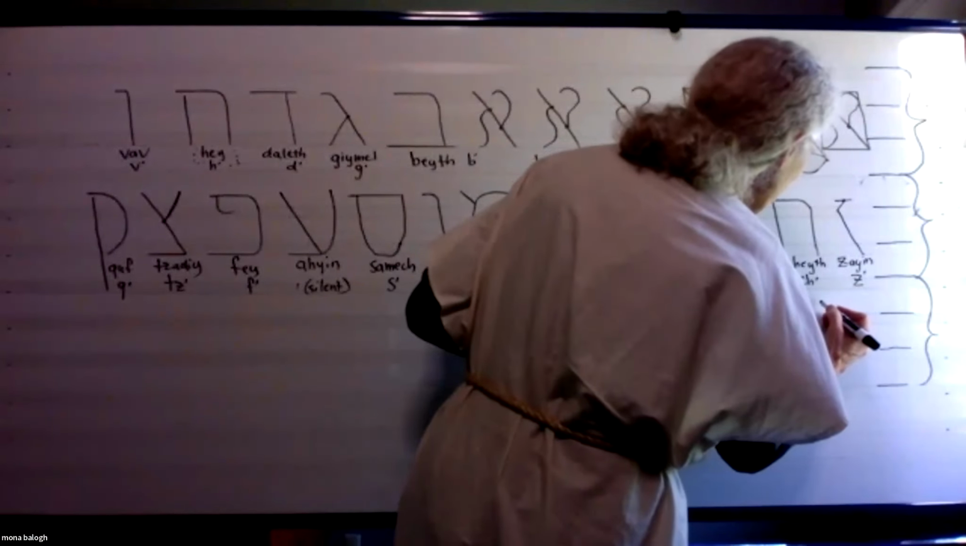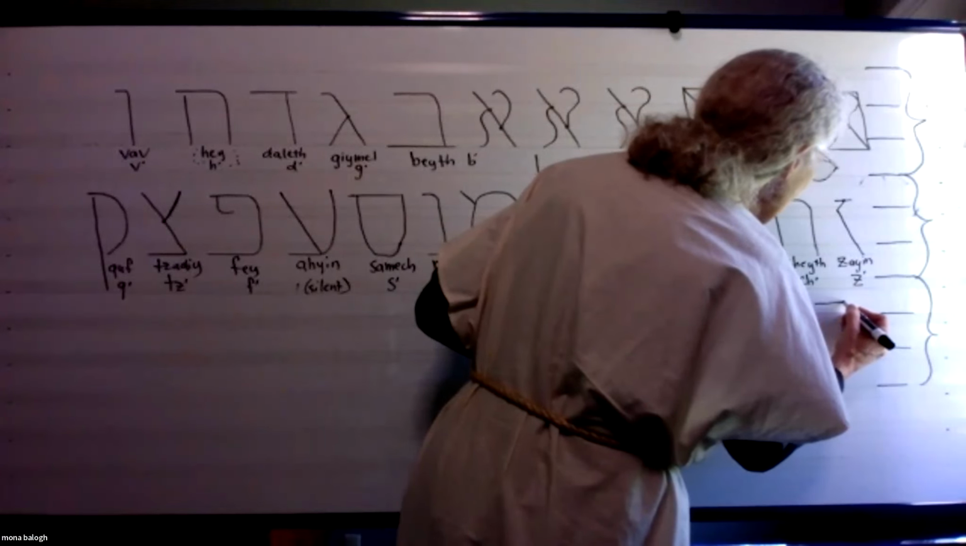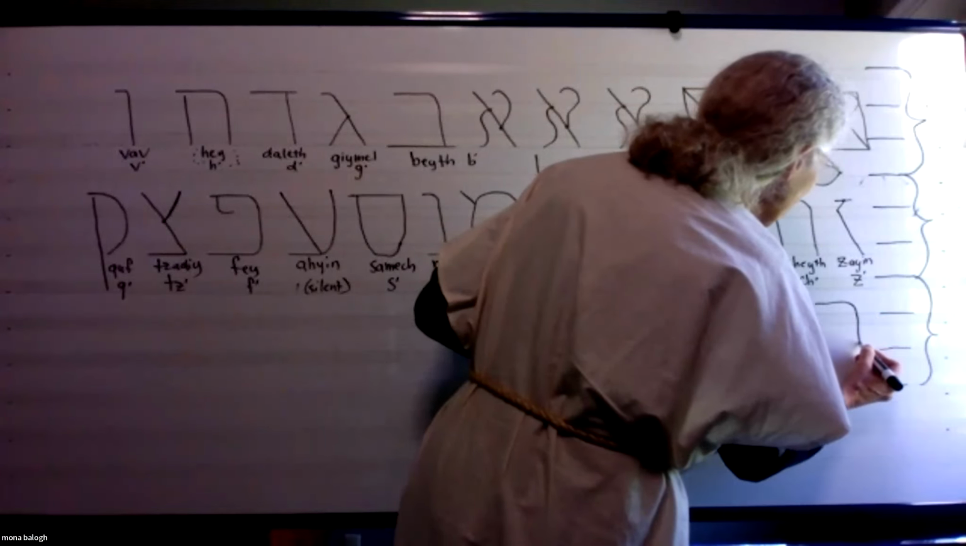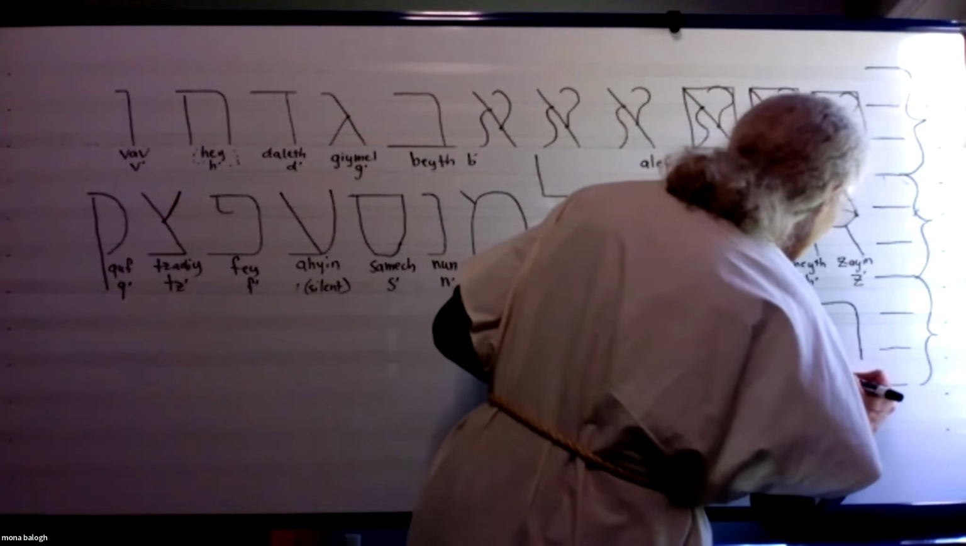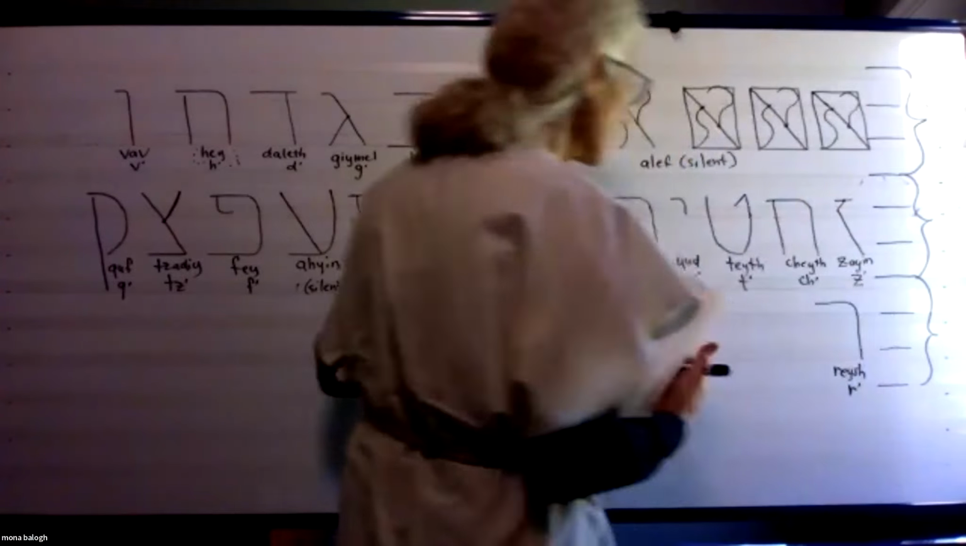Next is Reish. You already know how to spell this. You start in the upper left, you come across and curve straight down. Reish. Sound, R sound.